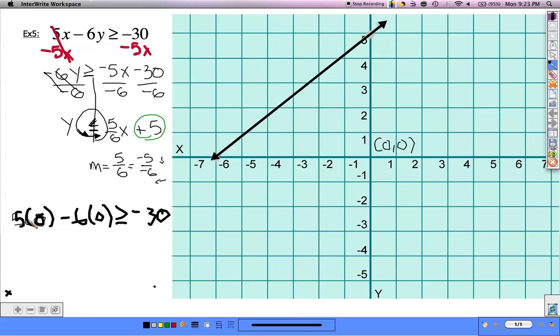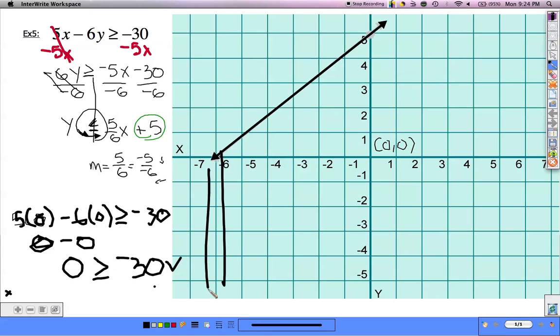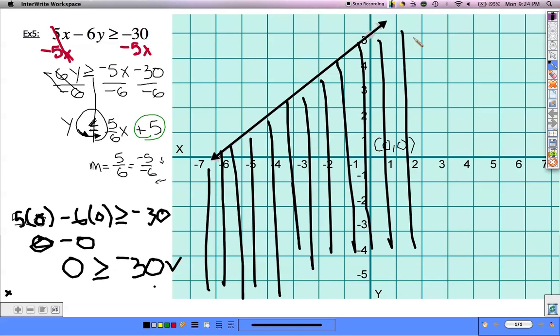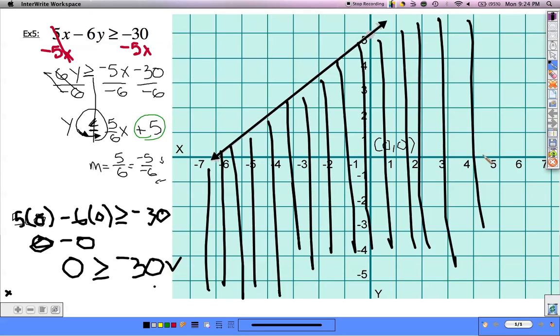Okay, so 5 times 0 is 0, minus 6 times 0, which is 0. So I have 0 on the left-hand side. Is that greater than or equal to negative 30? It's definitely greater than negative 30. So that means that the point 0, 0 works, and I want to shade in that side of the line. So just on that side of the line, go ahead and draw lines shading it in. And that is the graph of the inequality 5x minus 6y is greater than or equal to negative 30.